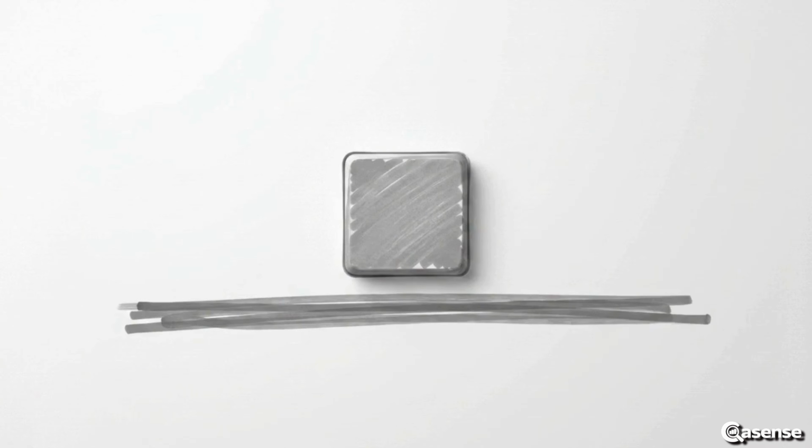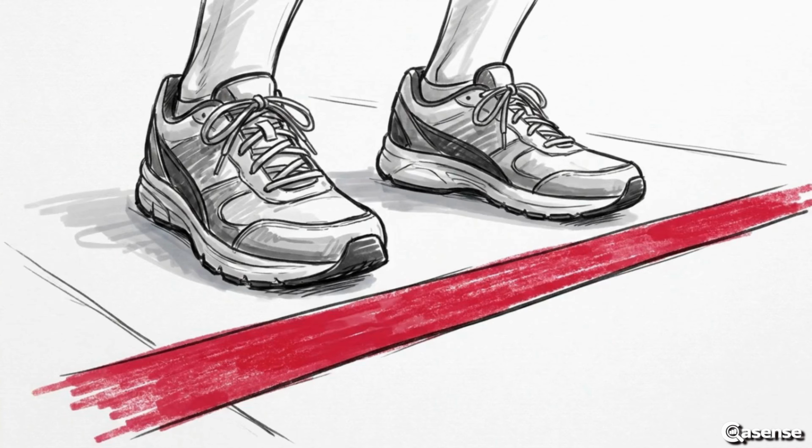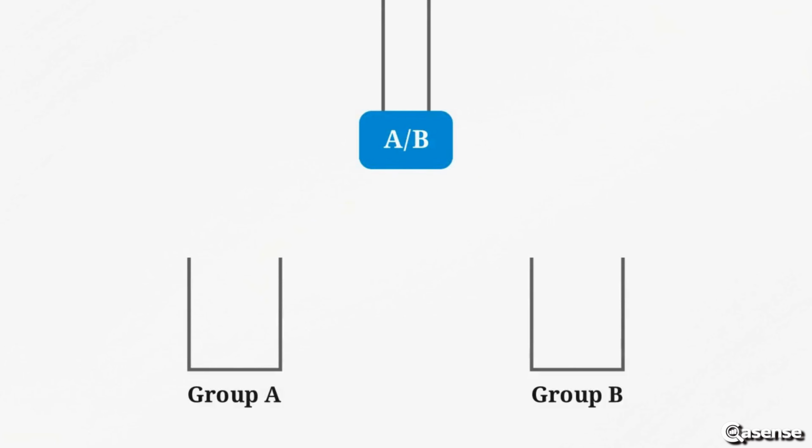Keeping that control group is essential. Without a baseline showing how the original button performs right now, Swift would have nothing to measure the new button against. The control gives you a starting line. Step 2 is splitting the incoming traffic.